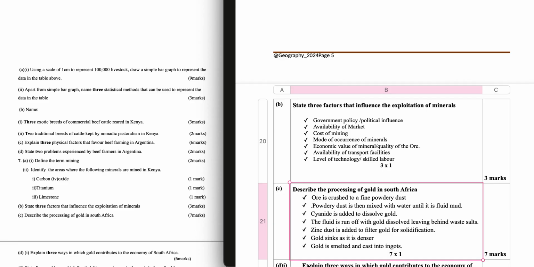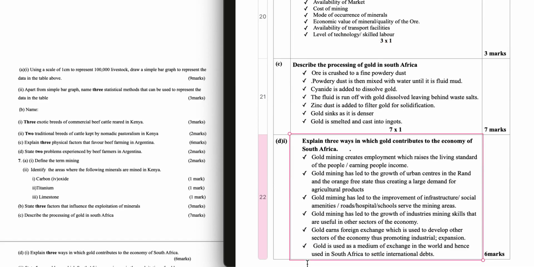Question 7d1. Explain 3 ways in which gold contributes to the economy of South Africa. Gold mining creates employment, which raises the living standards of the people. Gold mining has led to the growth of urban centers in Rand in the Orange Free State, thus creating a large demand for agricultural products. Gold mining has led to the improvement of infrastructure. For example, we have roads and hospitals because they serve the mining areas.